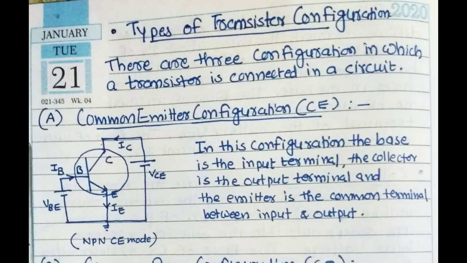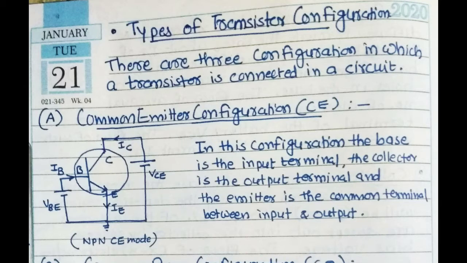The input and output circuits share a common terminal, because we know that the transistor is a three terminal device: base, collector and emitter. If any one terminal is common between the input and output, it is called the common type configuration.